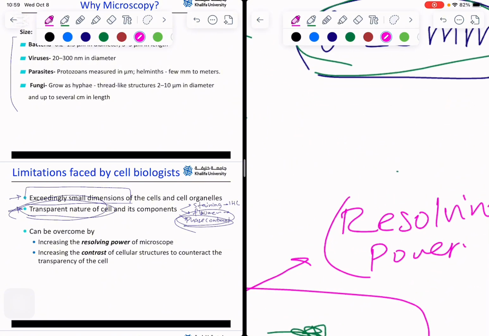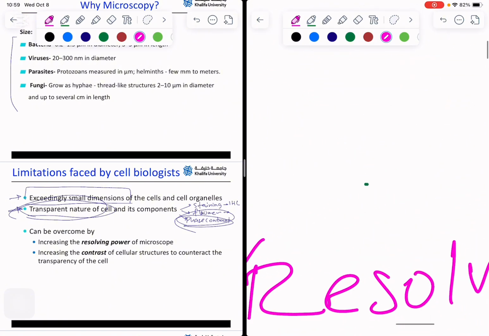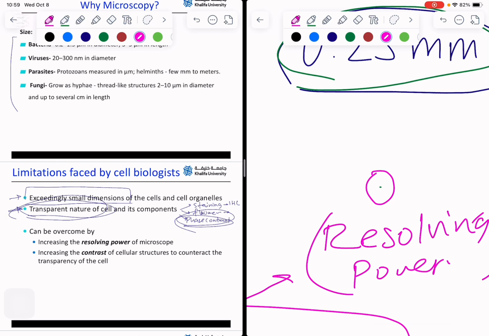But for example, this small dot that I used to think is a whole dot, actually, you know what?